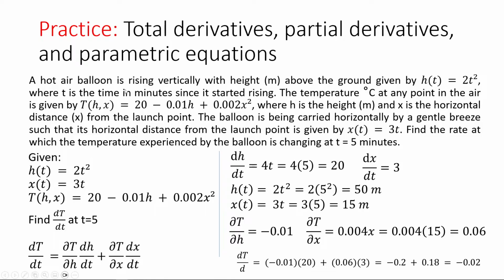I don't know if you will have a problem like this in the exam. You may or may not, but it will be the same problem, and you will be given four answers to choose from. So is the answer negative 0.02, or 0.02, or 0.05, for example, or 0.1? And then you have to choose the correct answer.